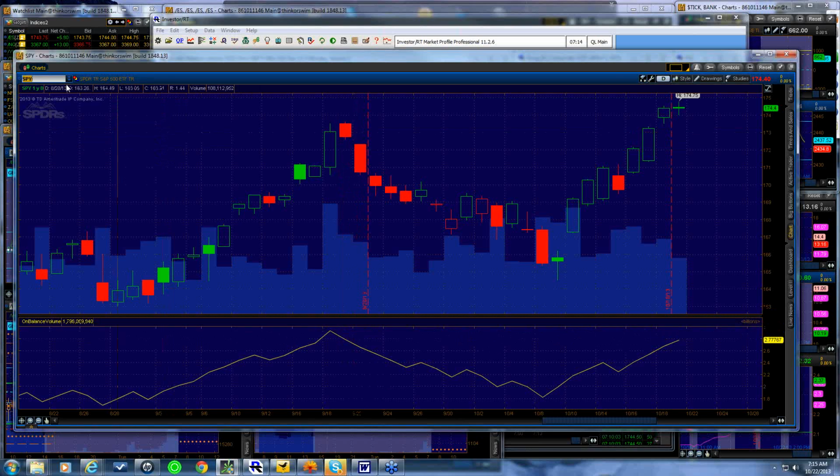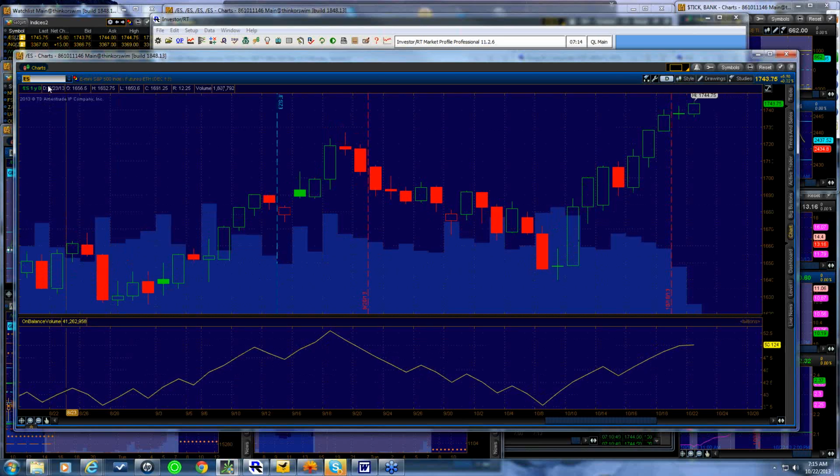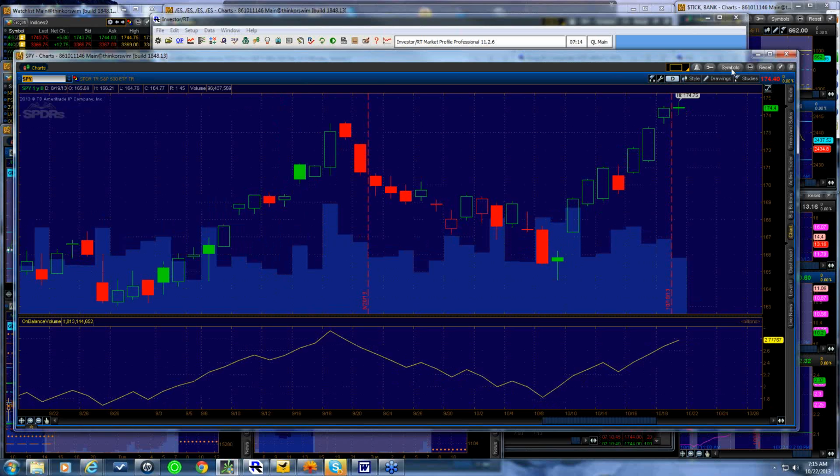Let's take a quick peek at how it looks in the ES. We have a similar picture here in the ES. We put in our high and on-balance volume at the same time, pretty much within a day of the time we put in our prior all-time high, but we have a lower high now. So price seems to be accelerating faster than at least this internal measure. So let's go back to SPY.